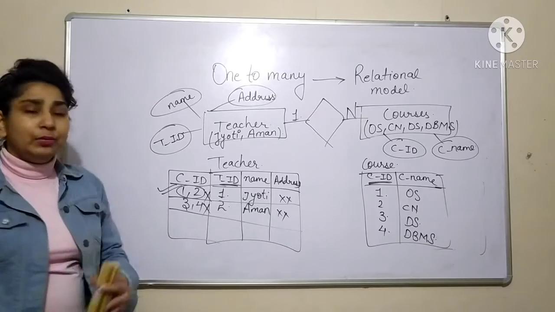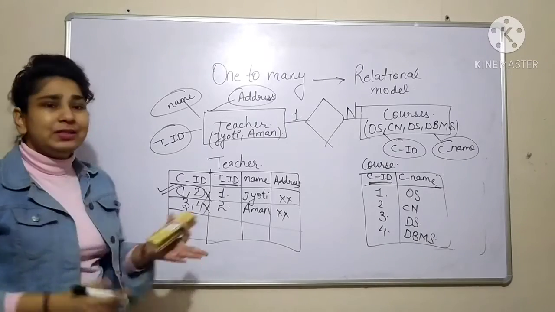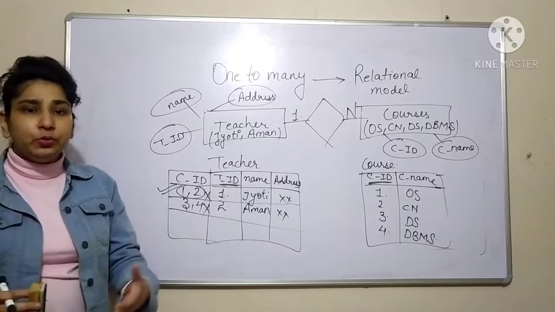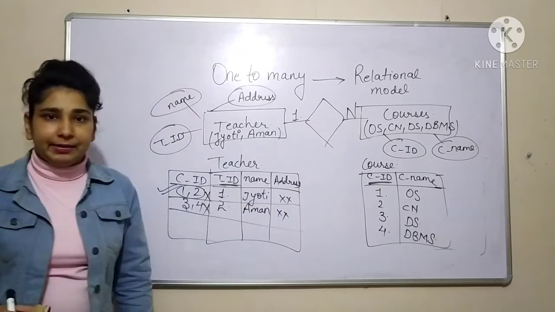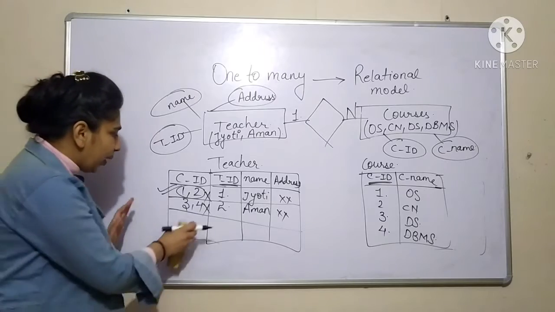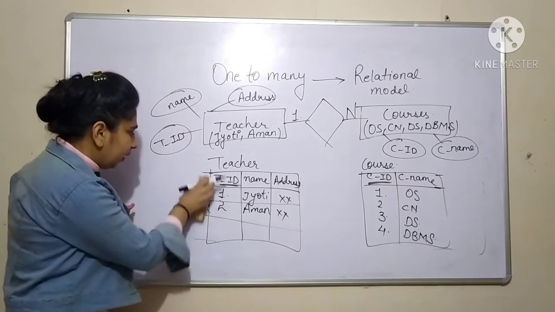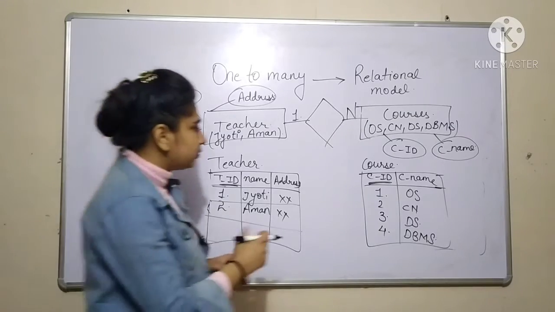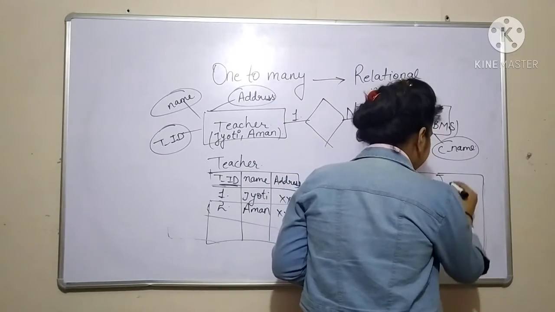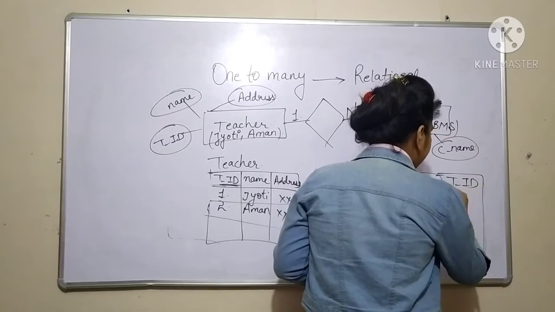So now the question is which side we should use the common attribute, either the teacher side or the course side. This way is not possible. We will be using the other option. We will be using the teacher ID as a common attribute.